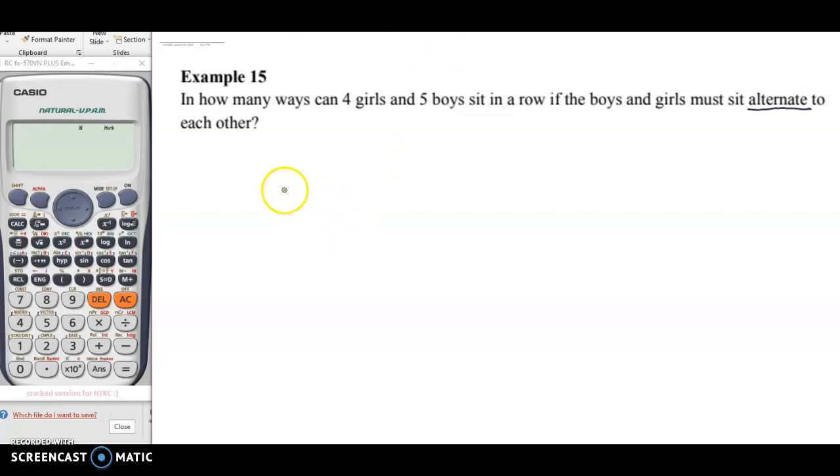So we have 4 girls: 1, 2, 3, 4. Let's say the girls will be the green color. And then we sit the boys. Boys will be between the girls. 1, 2, 3, 4, 5. So definitely the purple one, we have 1, 2, 3, 4, 5 seats.